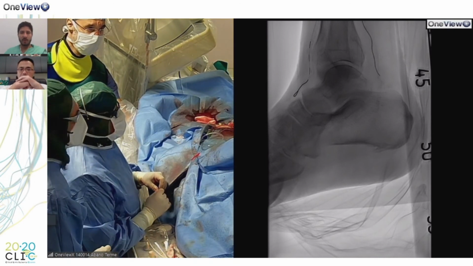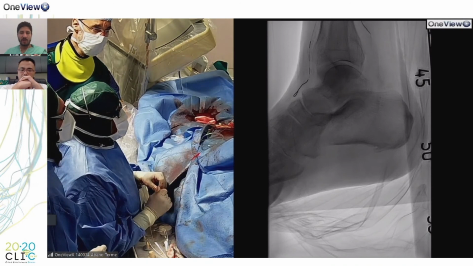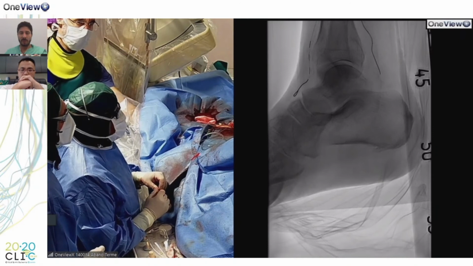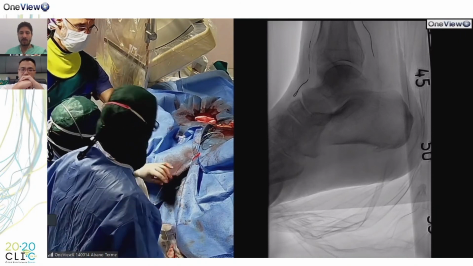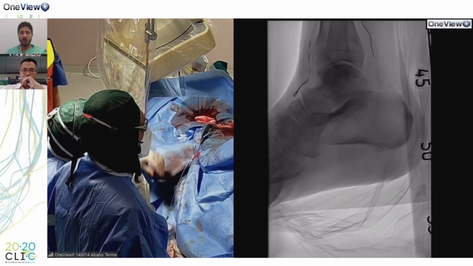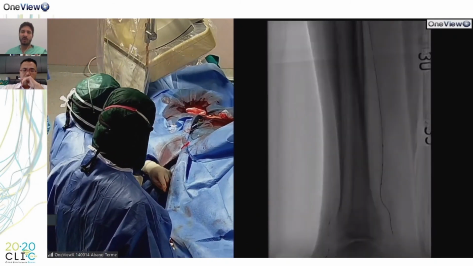Yeah, I fully agree with you, Steven. The most important thing is to break the calcified ring of the tibial wall, and it seems that finally Marco achieved that result. What about the popliteal artery, Marco? Or do you still want to concentrate on the posterior tibial?